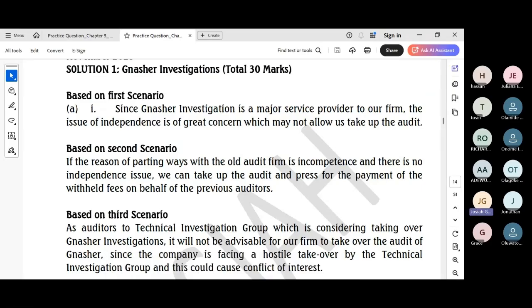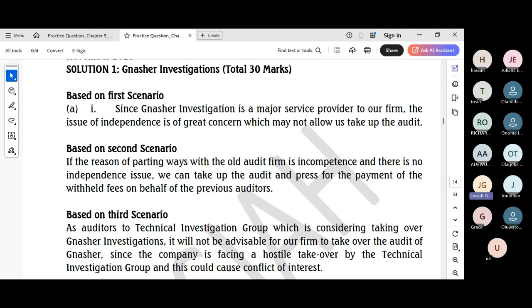So for the first point, the relationship as a service provider. This is a self-interest threat to independence. The firm's relationship as a major service provider could create pressure to not issue a qualified opinion in order to protect a valuable business relationship. So that's the first part and my thoughts on what we should speak to.